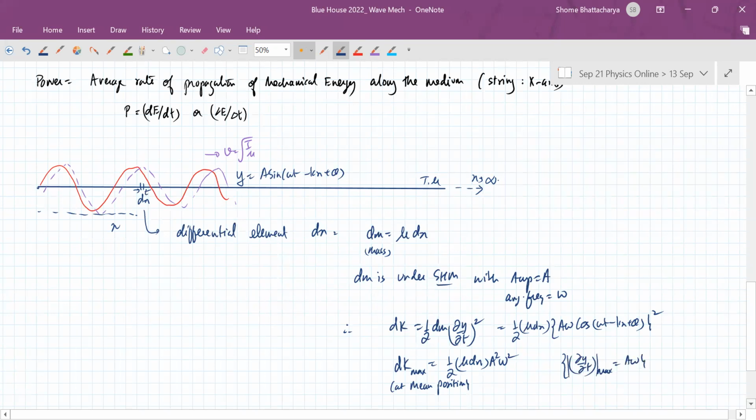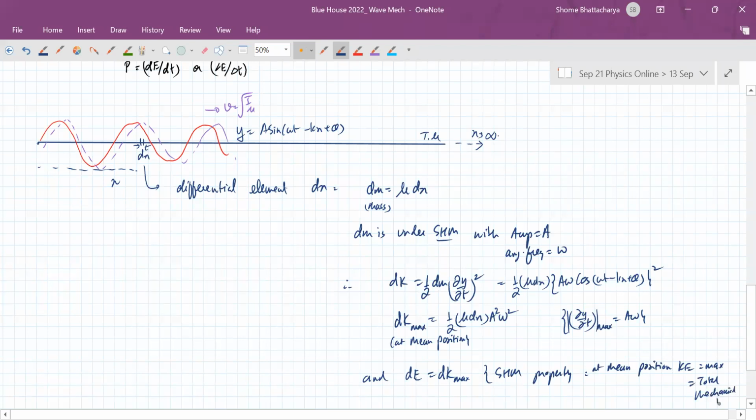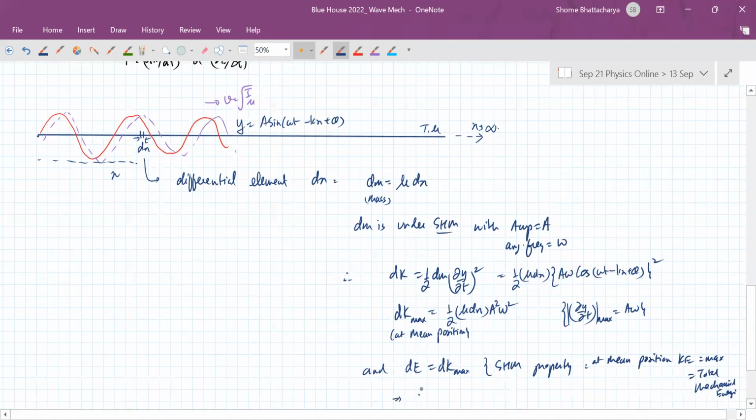And from the property of SHM, the total mechanical energy of SHM of such a particle is equal to its maximum kinetic energy. SHM property, that is at mean position, kinetic energy is maximum and it equals the total mechanical energy. So the total mechanical energy of oscillation of this particle is therefore this term. It is half dm or mu dx into a square omega square.